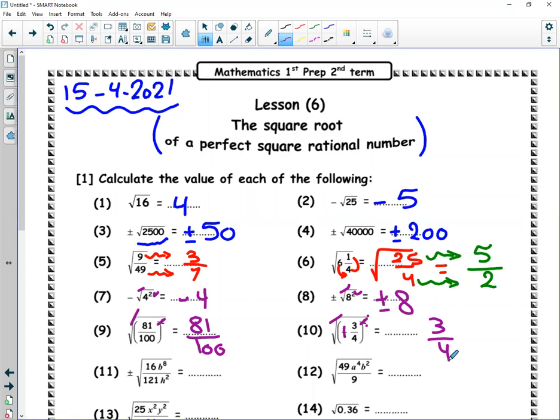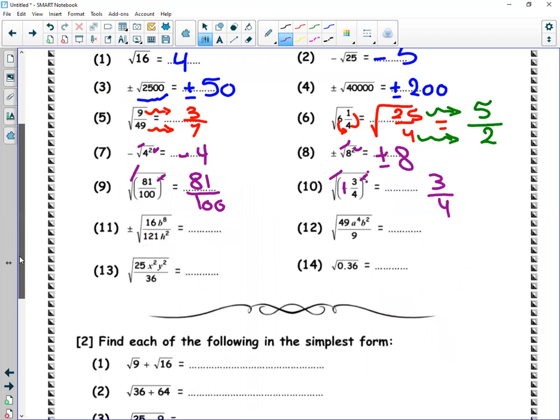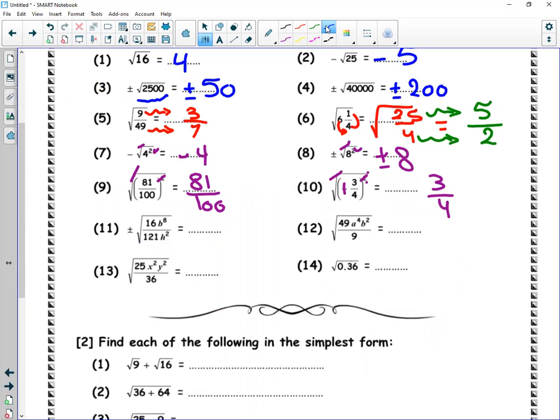Okay, number 11. Who can answer number 11? Number 11, the answer will be: we will find the root of 16, the number times itself equals 16, it will be 4, and the number times itself equals 121, it will be 11.